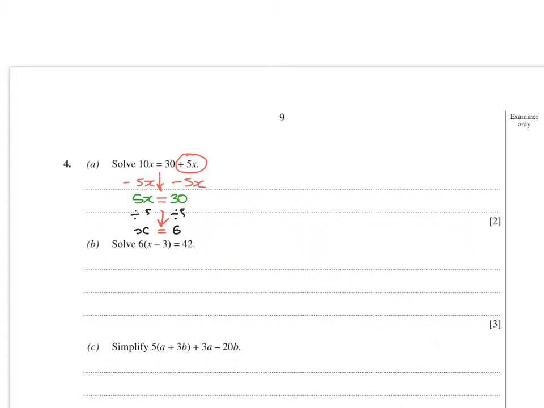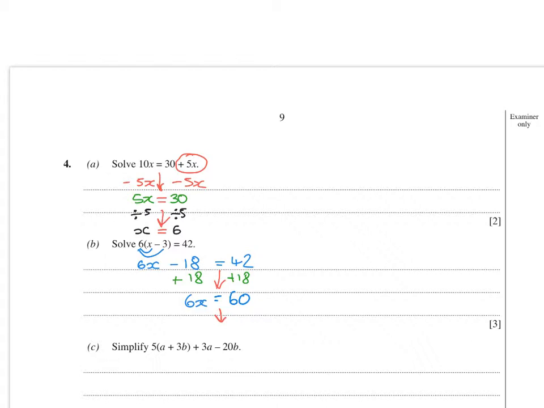Okay, the next one, we are going to expand the bracket, so that 6 times the x, we get 6x, and that 6 times the minus 3, so we get minus 18 equals 42. The next thing we're going to do is put down an arrow, and we are going to add 18 to both sides. So adding 18 to both sides gives me 6x here. Basically, this minus 18 plus 18 cancels. And then 18 add 42, or 42 add 18, it gives me 60.